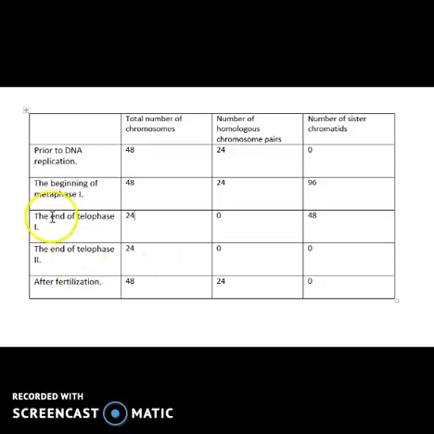After fertilization, essentially it's like saying prior to DNA replication. But after fertilization, we'll have again the 48, the 24, and the 0.